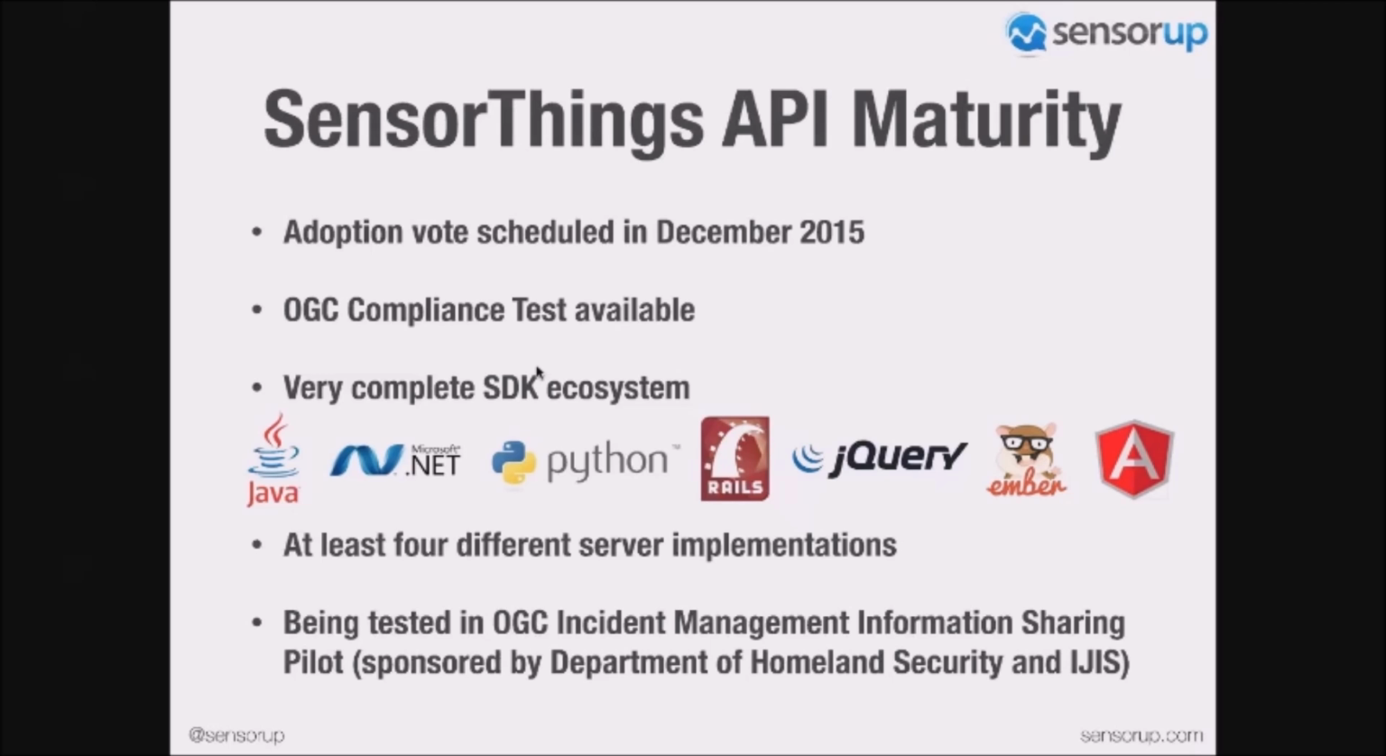We have Java, .NET, Python, Ruby on Rails, jQuery, Ember, Angular, Cordova, JSON, curl, you name it. It's a very, very complete ecosystem. And lots of them are open source. And regarding servers, there are already at least 4 different server implementations out there. And we expect many more in the future.